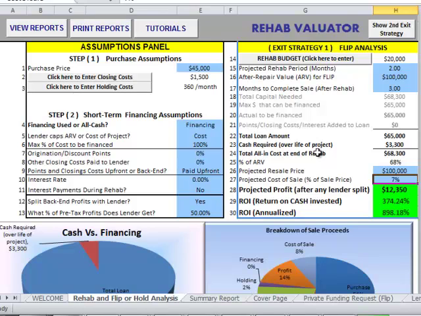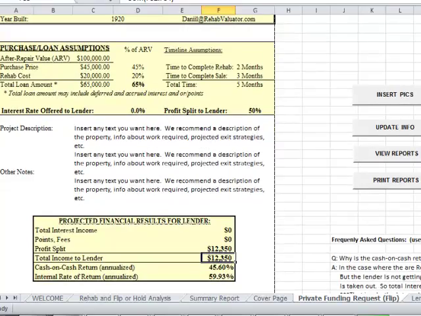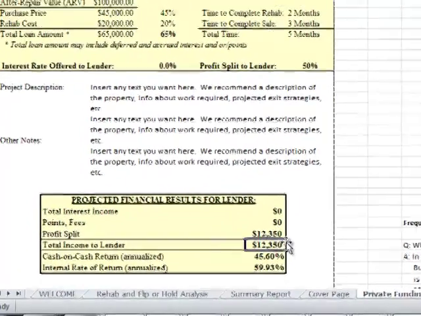if you don't make money on the deal, they don't make a penny. You guys are both invested. So you, assuming you sell at $100,000, you make $12,000. And guess what? Your private lender makes $12,000 as well.